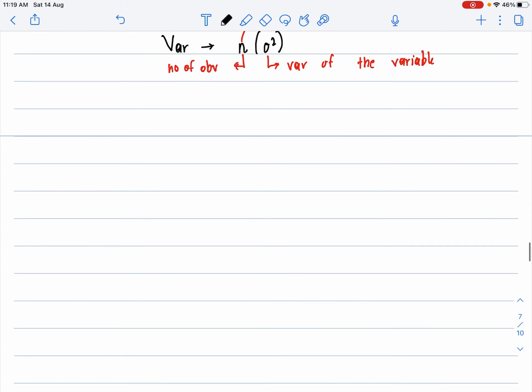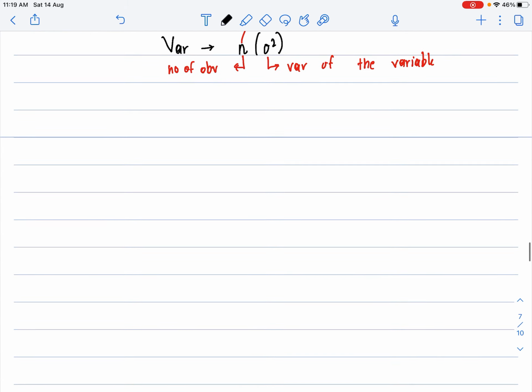Now, another concept which you'll have to know is basically the multiple. Not the variance, the multiple.